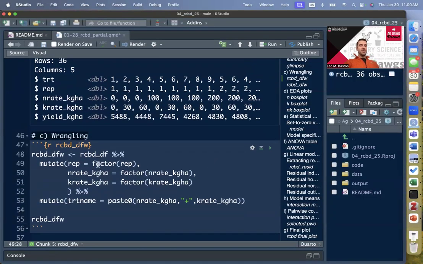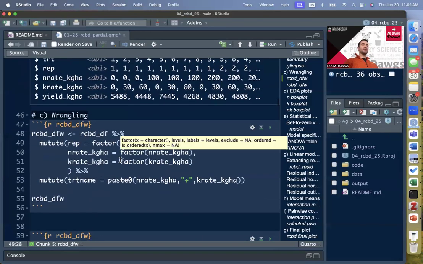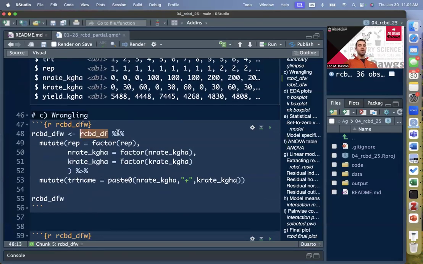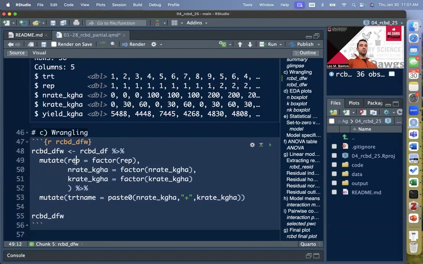So the way that we're fixing it, I left the code here. Even though I'm giving you the whole code, I think you can still understand what is going on without having to type everything. We're starting with RCBDDF using a pipe, getting into a mutate, and I basically want to overwrite the columns rep, nitrogen rate and potassium rate with the function factor. This function takes what is inside of it. So I'm taking the factor of rep, nitrogen and potassium and just overriding that on the current columns, rep, nitrogen rate and potassium rate.